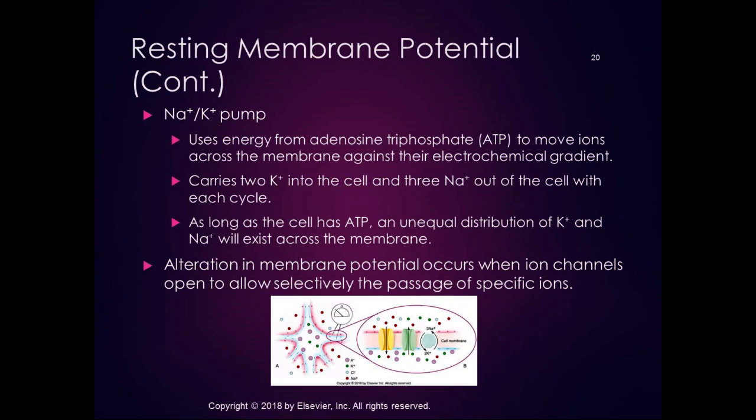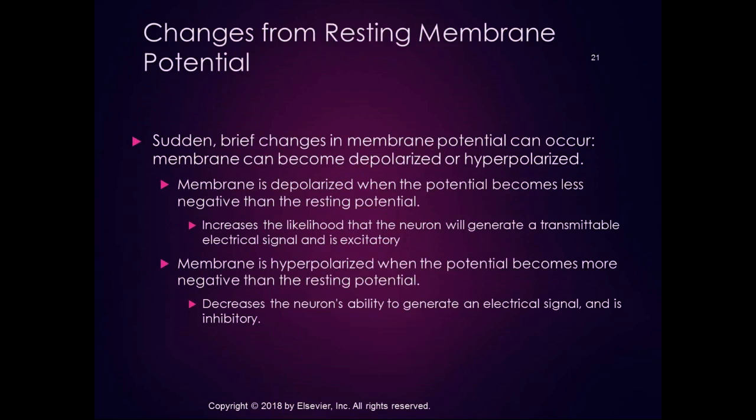So we get an alteration in membrane potential when ion channels open to allow selectively the passage of specific ions. So when we talk about those different types of channels, that's where we start getting a change. That's where we start changing the potential. So the changes from the resting membrane potential, we get sudden brief changes in membrane potential where the membrane can become depolarized or hyperpolarized. So depolarized is where the potential becomes less negative than the resting potential. Hyperpolarized is where it becomes more negative than the resting potential.